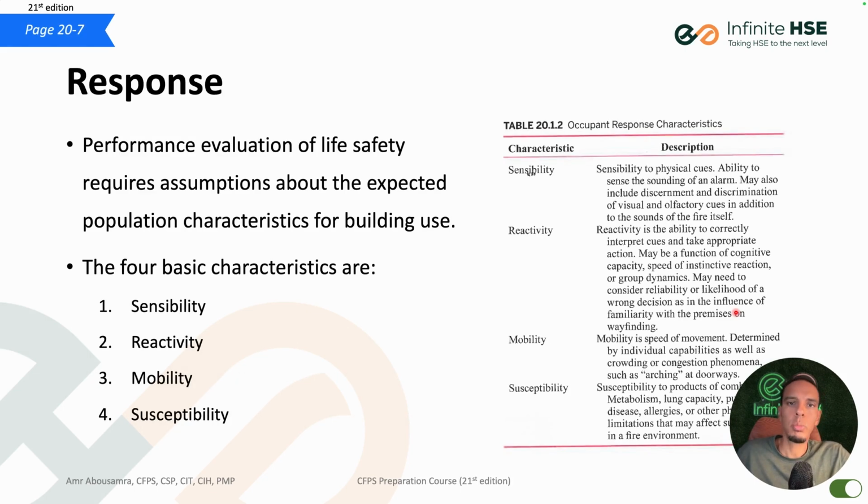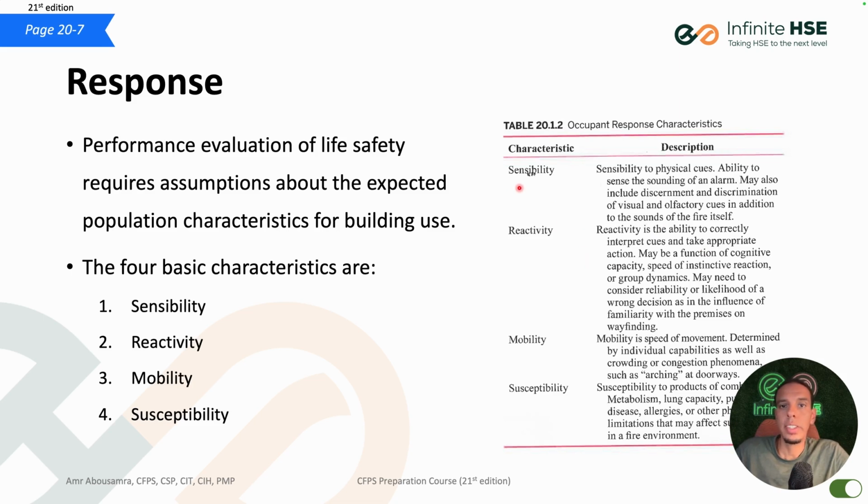Second thing, the response. In performance evaluation of life safety, assumptions need to be made regarding the expected distribution of characteristics of the population appropriate or likely to the use of the building. So for the occupants who will use the building, we have to consider these characteristics. And we have 4 basic characteristics: the sensibility, the reactivity, the mobility, and the last thing, susceptibility. These 4 characteristics are summarized in this table.